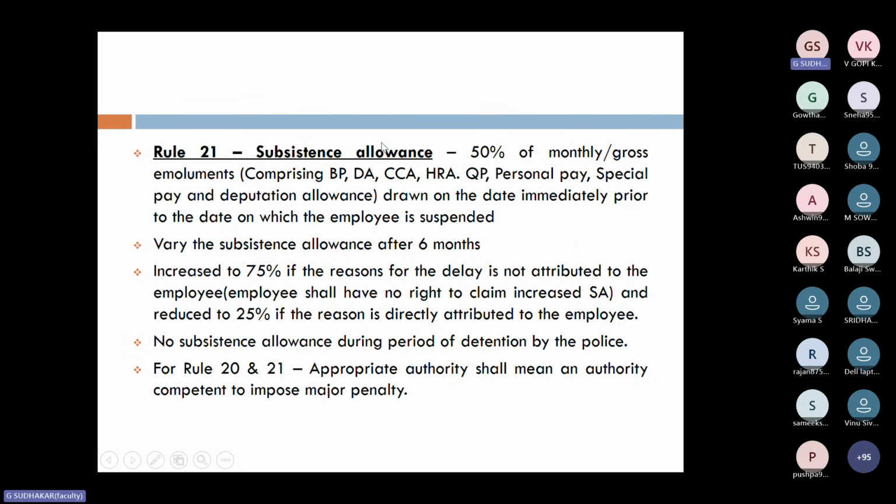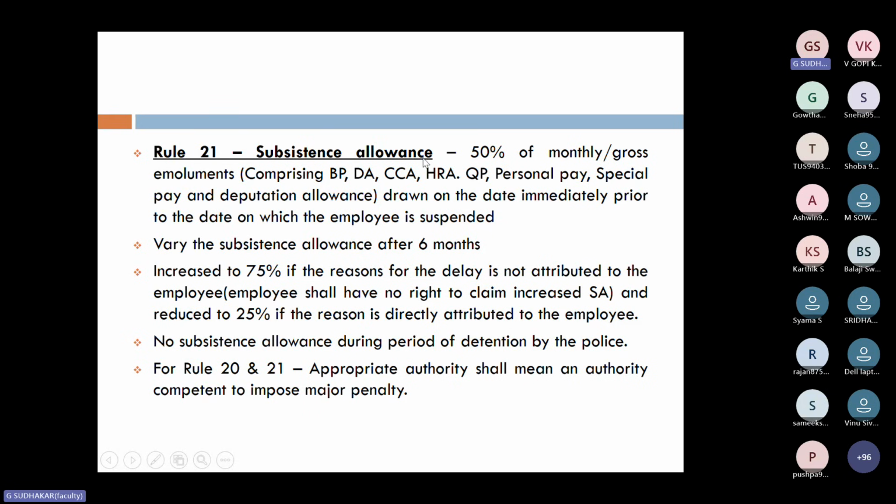A suspended employee is suspended for some period; in some orders they will mention 3 months, in some orders they will not mention the date. In that case, he will not get the salary because he is not coming to the office. No, there is a provision under the CDA rules, under rule number 21. The rule number is very important: rule number 20 is suspension, 21 is subsistence allowance.